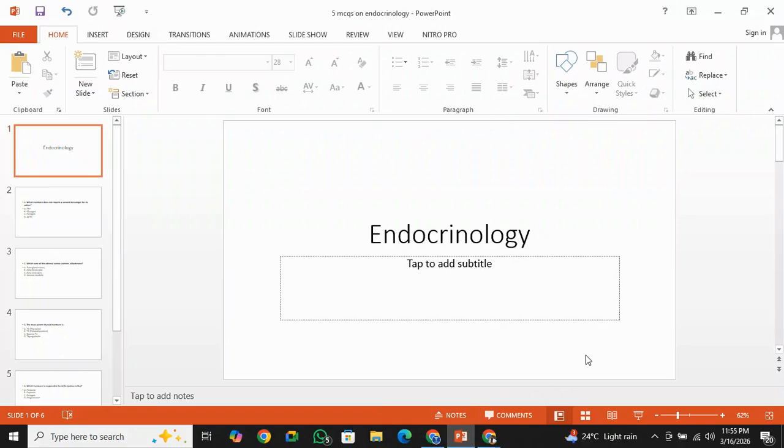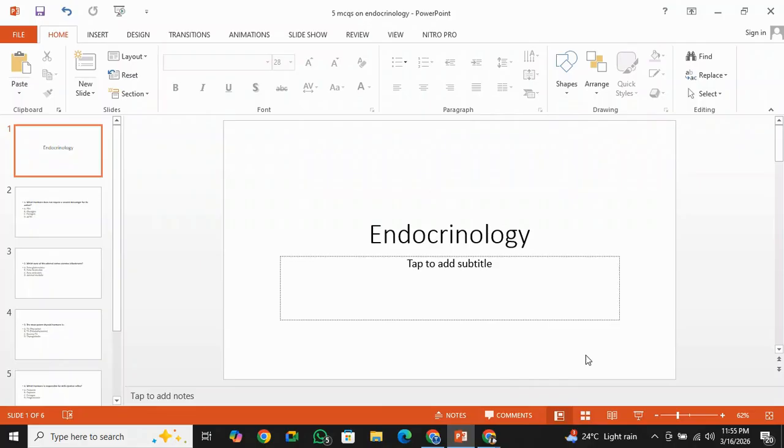Endocrinology through multiple choice questions. In part 1, we will present 5 MCQs related to basic endocrine physiology, commonly asked in university examinations such as KNRUHS and NTRUHS. In part 2, we will continue with 5 other MCQs focusing on applied and clinical aspects of endocrinology. Let us begin with part 1.